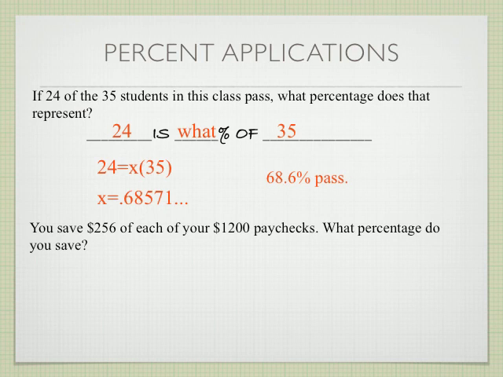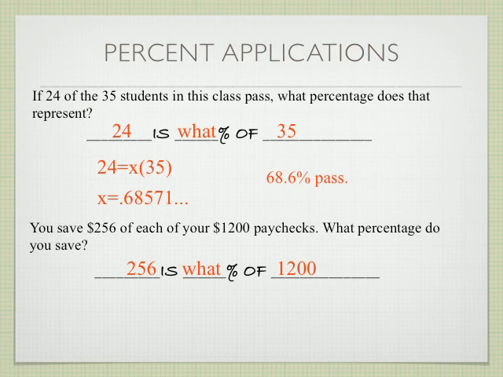But just two things. I know that you could take 24 divided by 35 at the very beginning, but just get in the habit of filling in the blanks for this sentence and it will help you in the long run. Okay, you saved $256 of each of your $1,200 paychecks. What percentage do you save? Okay, the first thing we could do when filling in the blanks is put an x or a what in that percent blank, because we know right off I'm looking for the percent. Now I just need to figure out how those other numbers fit into the equation. Well, I'm saving 256. I want to know what percentage that 256 is. So it's 256 is what percent of 1,200?